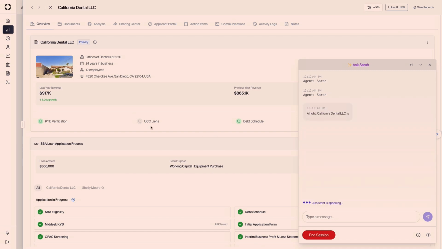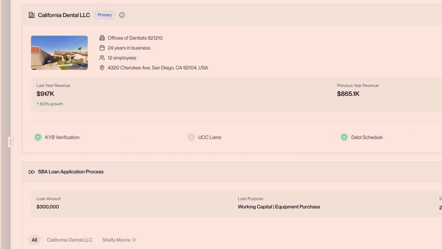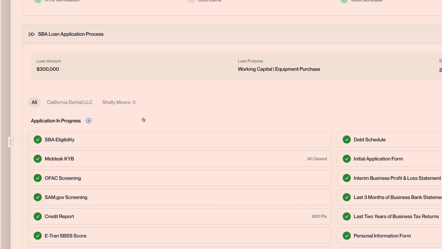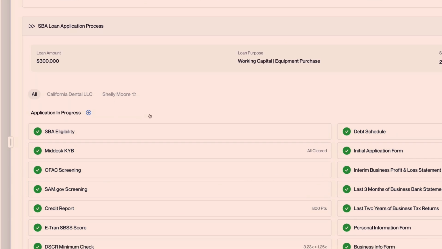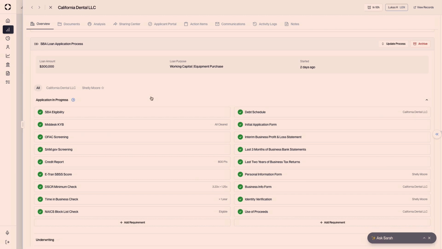All right. California Dental LLC is a dental practice in San Diego with 12 employees. Their latest reported revenues were approximately $917,000 in 2024, growing 6% year over year. They are looking for a $300,000 SBA 7A loan to hire 2 new dentists and purchase a new CT scanner. Would you like more details on any specific aspect?